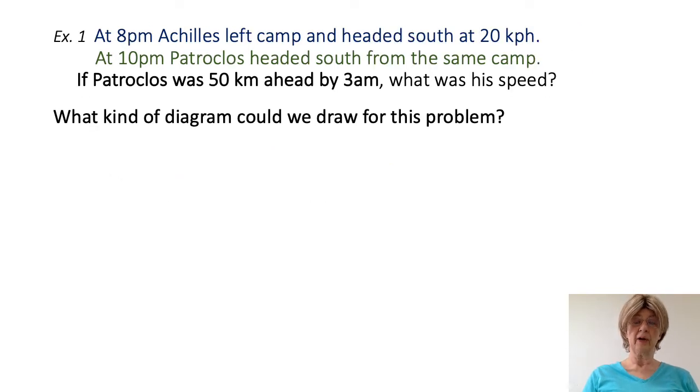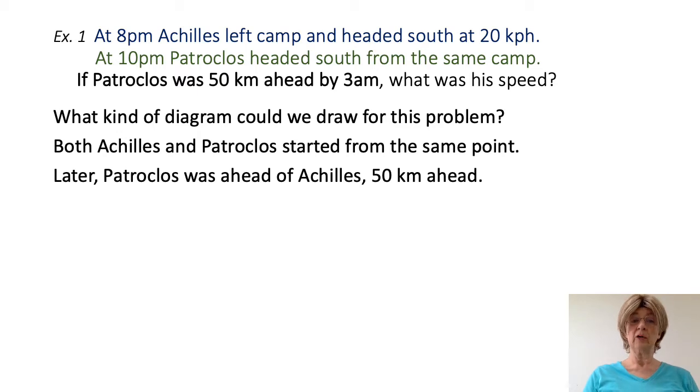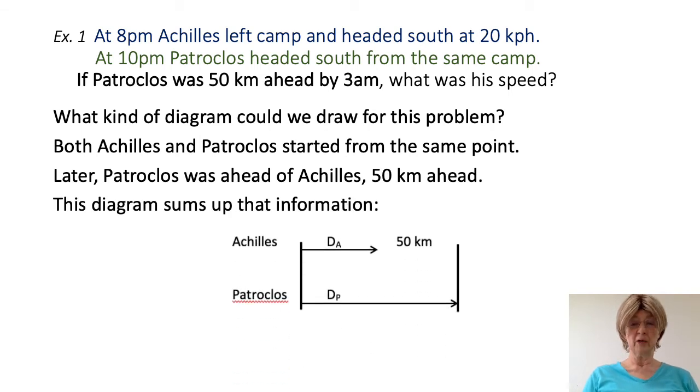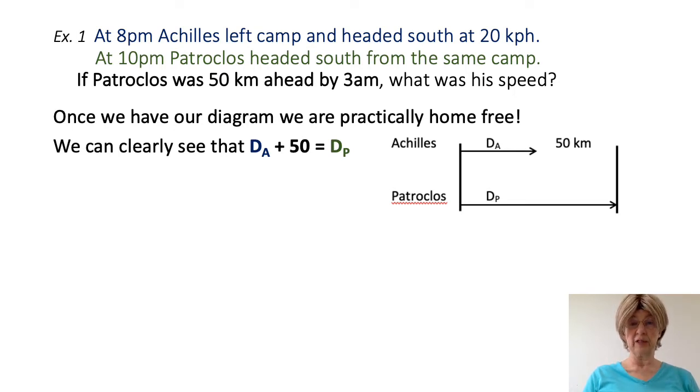What kind of diagram could we draw for this problem? Both Achilles and Patroclus started from the same point. Later, Patroclus was ahead of Achilles, 50 kilometers ahead. This diagram sums up that information. Once we have our diagram, we are practically home free. We can clearly see that d sub A plus 50 equals d sub P.